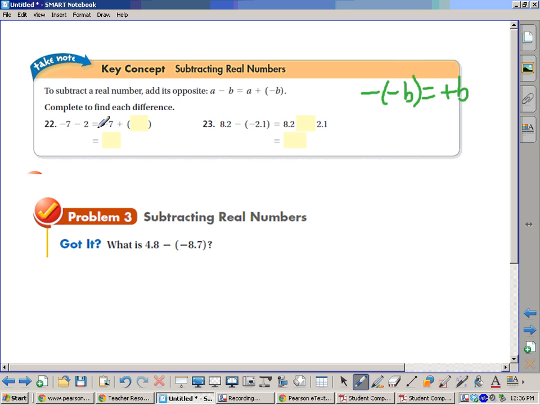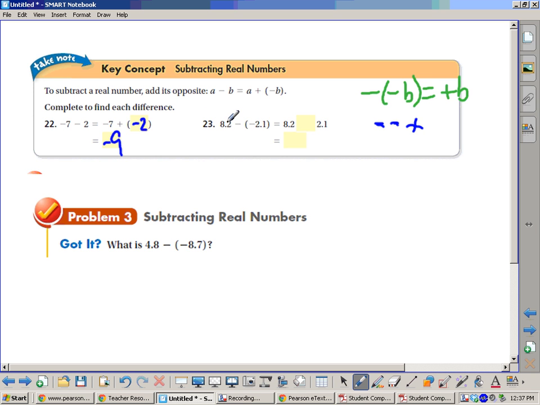If we're subtracting two real numbers, that's nothing more than rewriting it as adding its opposite. So a minus b is the same thing as a plus -b. Something we should point out here is anytime there is a minus and a negative next to each other, we just rewrite that as plus. So negative and minus become plus, always. So if we're doing -7 minus 2, we would just rewrite that as -7 plus -2 to get -9.